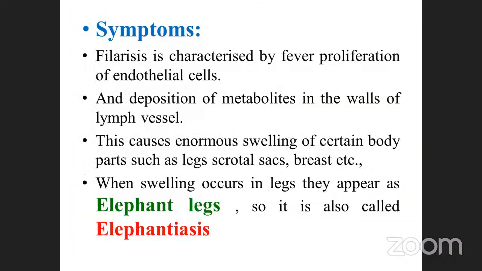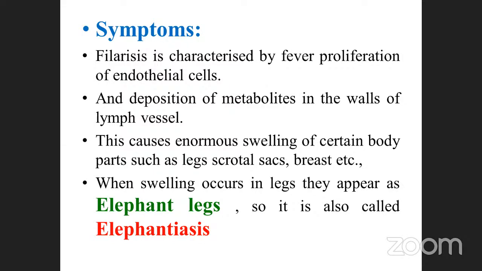Symptoms: what are the symptoms? Filariasis is characterized by fever and proliferation of endothelial cells. Proliferation means increase. This is a very, very important symptom. And deposition of metabolites in the wall of the lymph vessels is the reason the leg enlarges.